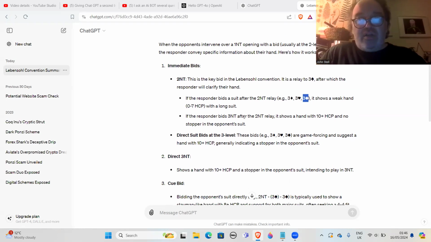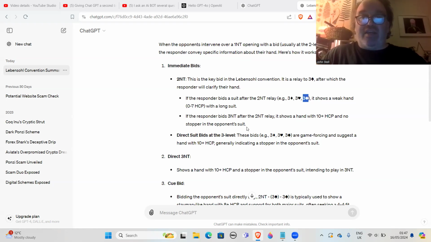That's not true. So if the responder bids 3 no trumps after the 2 no trump relay, it shows a hand with 10 plus high card points and no stopper in the opponent's suit. Okay. So what we're looking at here is something like 1 no trump by partner, showing 15 to 17 high card points. 2 hearts, let's say, 2 no trumps, 3 clubs, 3 no trumps. And what they're saying is they've got enough points to bid 3 no trumps, but don't have a heart stopper. Okay. So that's true.